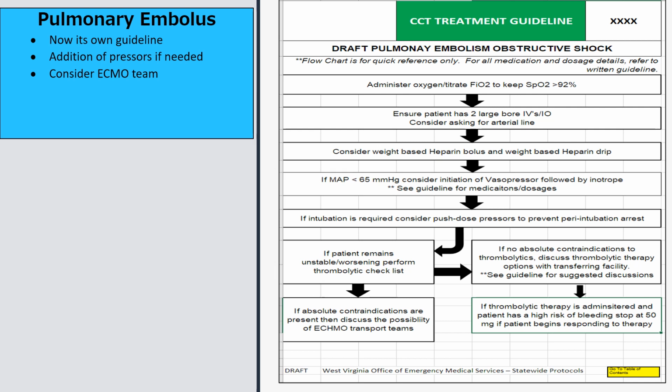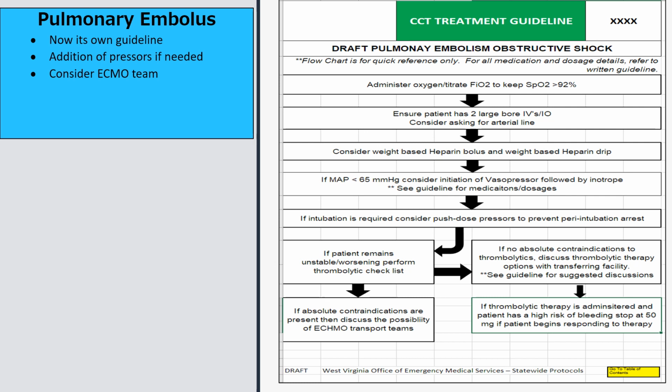Ensure the patient has 2 large bore IVs or IO. Consider asking for an arterial line. Consider weight-based heparin bolus and weight-based heparin drips. If the MAP is less than 65, consider initiation of vasopressor followed by an inotrope and see the guidelines for medications and dosages. If intubation is required, consider push-dose pressors to prevent peri-intubation arrest.